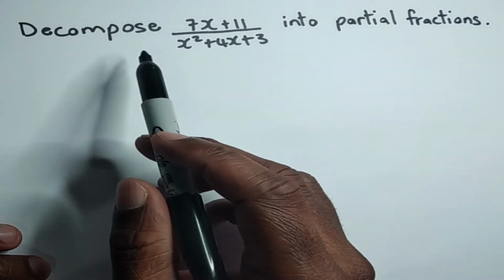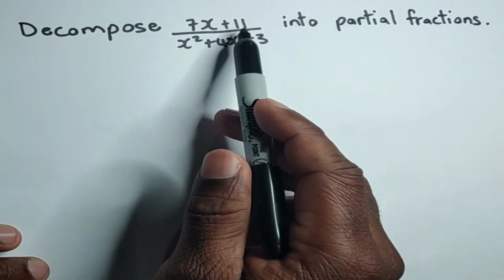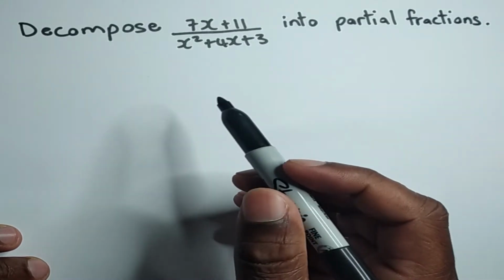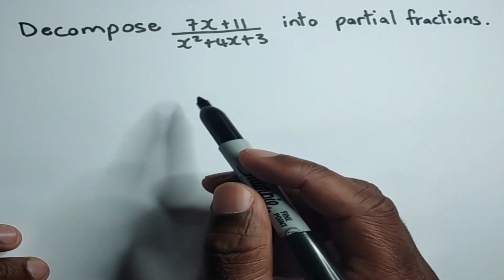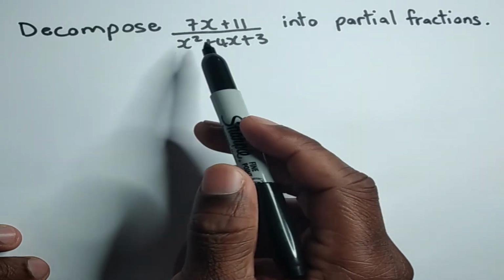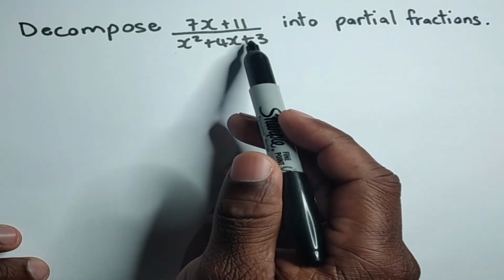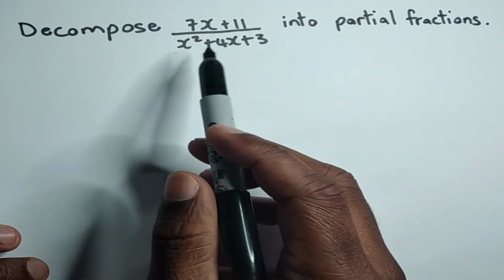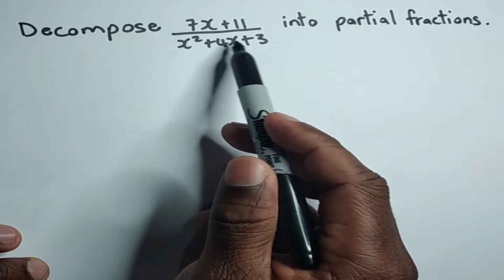So we want to look at how to decompose (7x + 11) over (x² + 4x + 3) into partial fractions. The first thing that we want to look at is the denominator, which is x² + 4x + 3, a quadratic expression. So we want to find the factors of this expression.